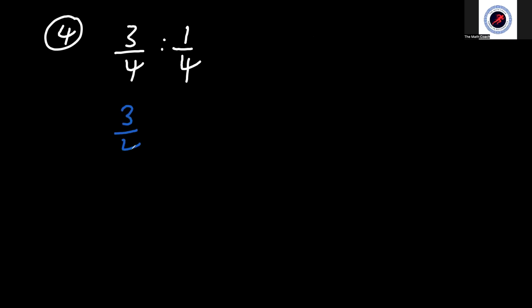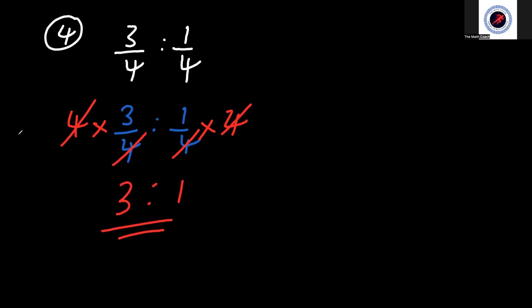So we have 3/4 is to 1/4. Actually, the denominators are the same. So our main goal is to cancel off the denominators and make whole numbers, right? So we multiply both sides by 4. Super easy. Why do we multiply both sides by 4? To cancel off the denominators because they are a nuisance. So we get 3 is to 1. I'll write it in blue color. 3 is to 1.